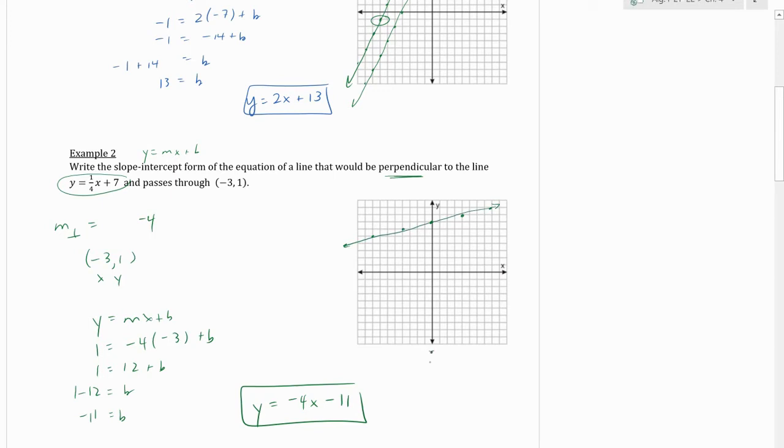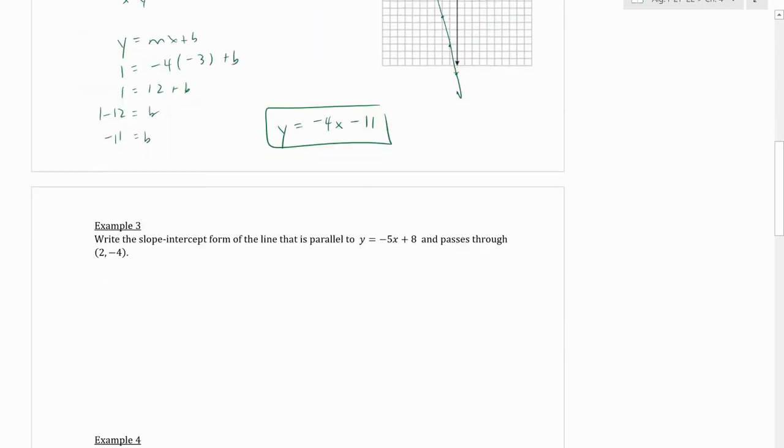Now if I was down here at -11 and I went down 4 over 1, or I could go up 4, back 1, up 4, back 1, and so on. It's going to hit that other line at a right angle, and it is going to go through the point -3, 1. So just put those on there just so you can see it actually happening. But really, this is just practicing.